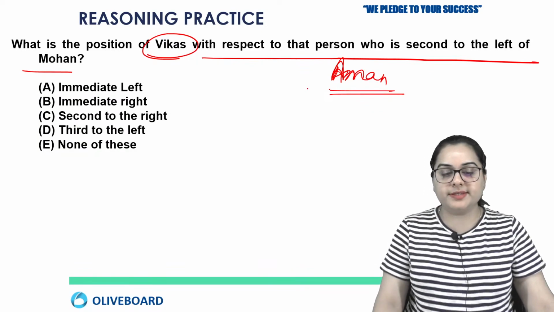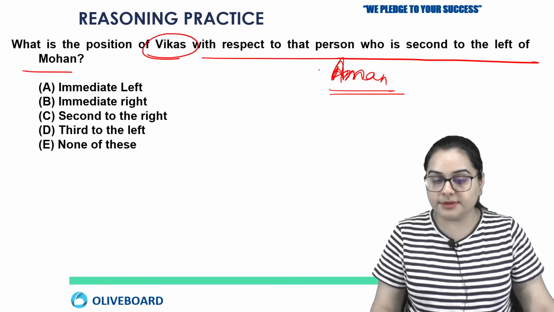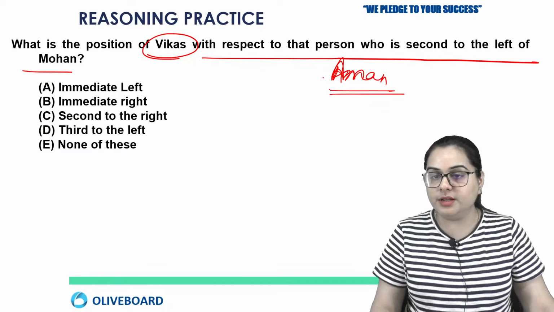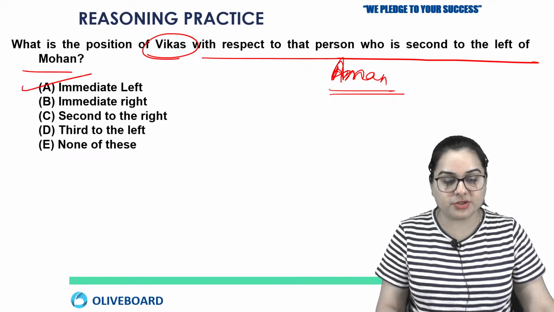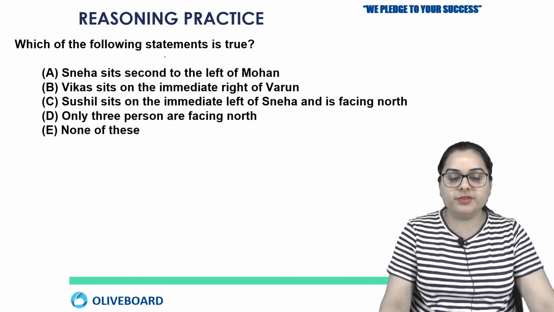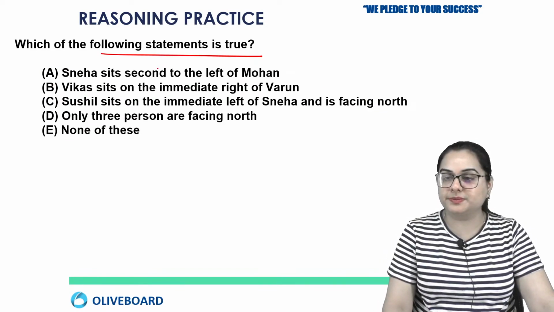It is actually, see, Vikas with respect to that person who is second to the left of Mohan. So it is Aman, and from Aman you can find it is immediate left, not immediate right, Kaushiki. It is immediate left actually. That is option number A. Next question, which of the following statements is true?